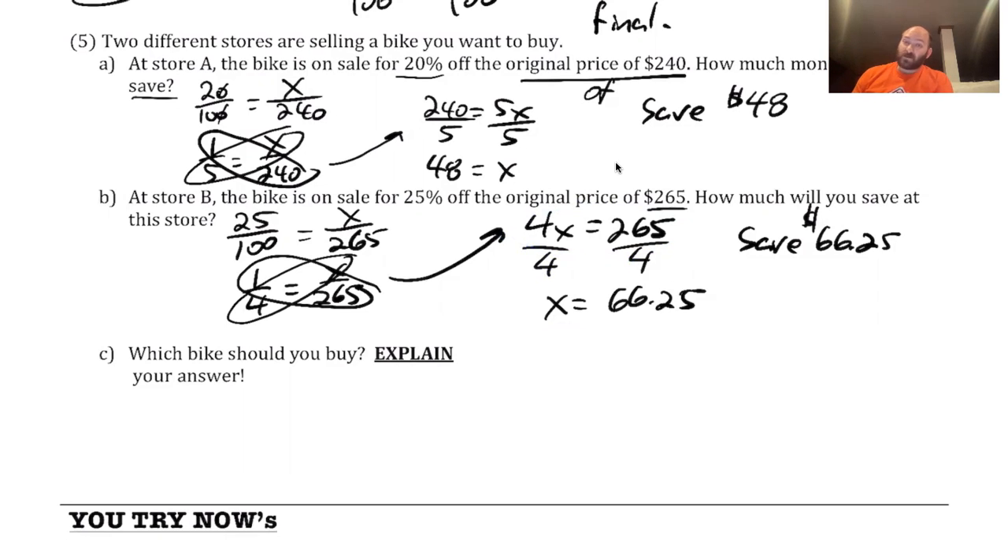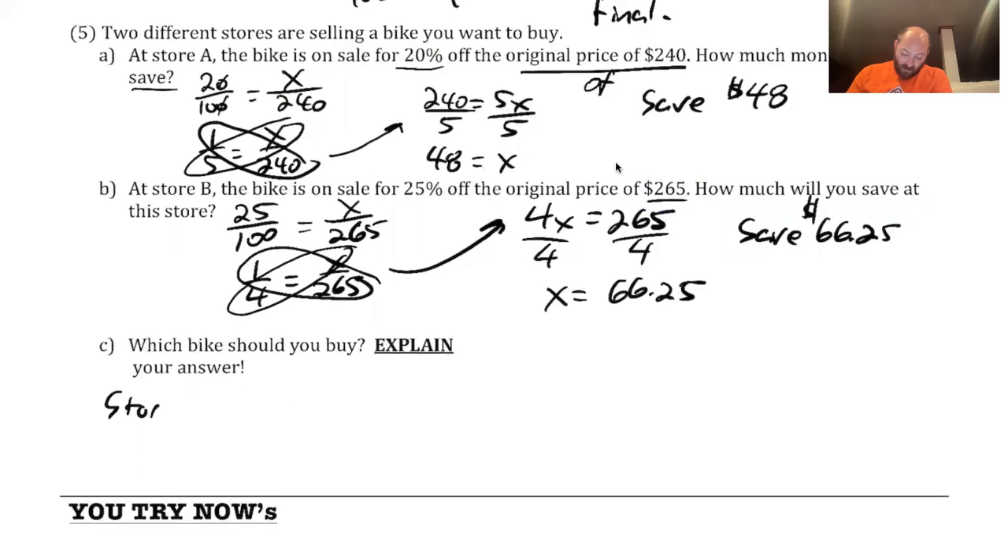So now the question is, what's the better deal? Be careful. Some people might think, oh, 66, you're saving $66. That's the better deal. But you're also saving on a higher original price. So if we want to truly compare this at store A, the actual price that you buy the bike is going to be $240 minus $48. Okay, so the actual sale price is $192.